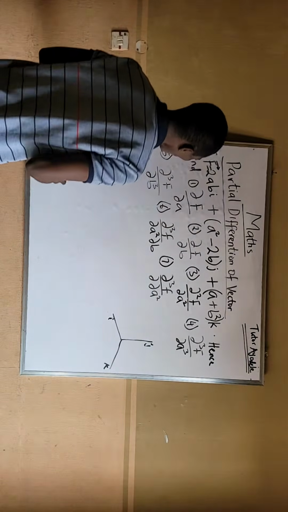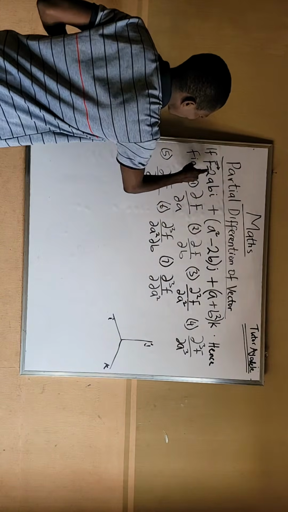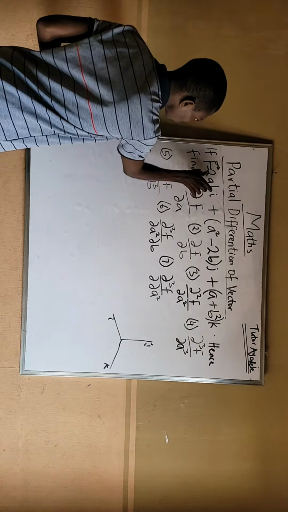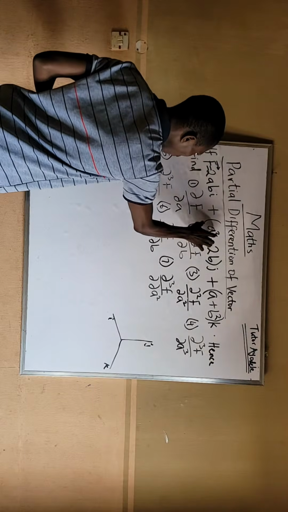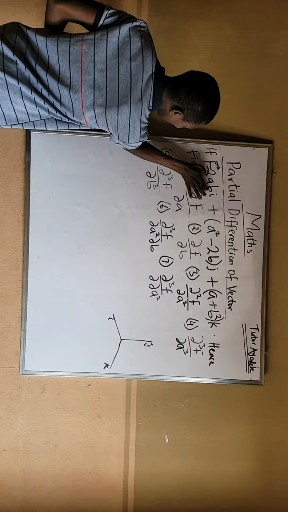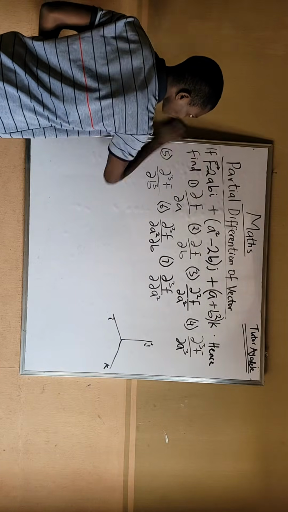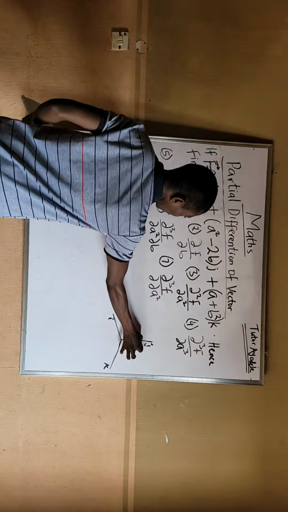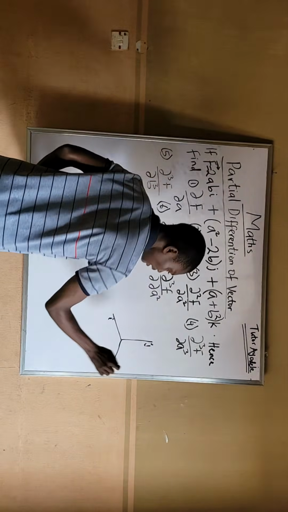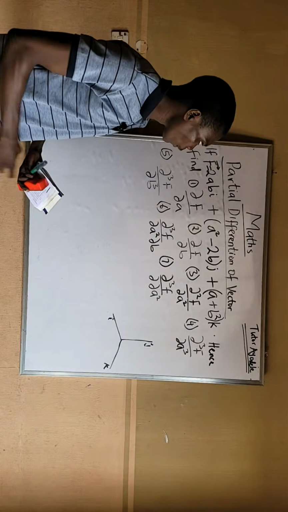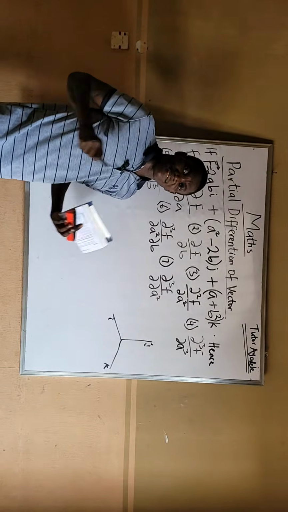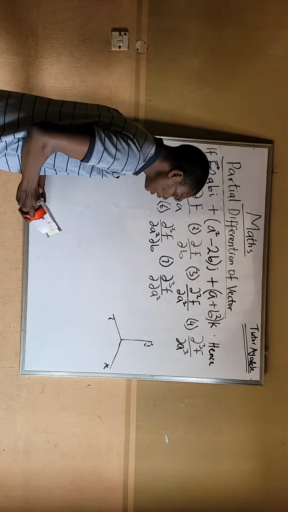Okay, all right, now we're given that vector f is equal to 2bi plus open bracket a squared minus 2b close bracket j. This is for i in the direction of the x-axis, this is for j in the direction of what? Y-axis, and this is for k in the direction of what? Z-axis.